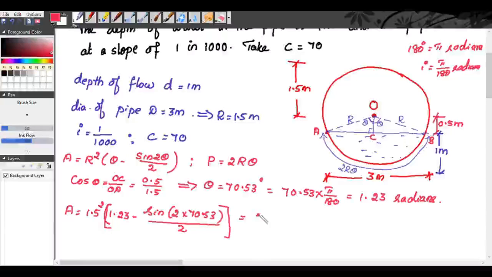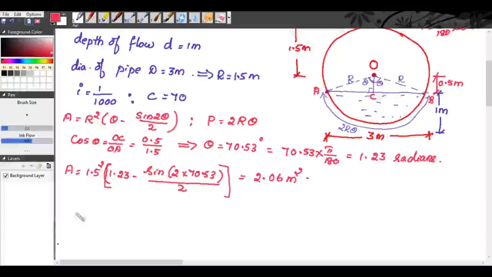So we get the area as 2.06 meter square. Similarly, the wetted perimeter P is equal to 2r theta. So 2 into the radius is 1.5 multiplied by theta, which should be expressed in radians, 1.23, we get 3.69 meter. When it is expressed in terms of sine and cos, you have to consider the degrees, otherwise you have to consider the radians. Okay.